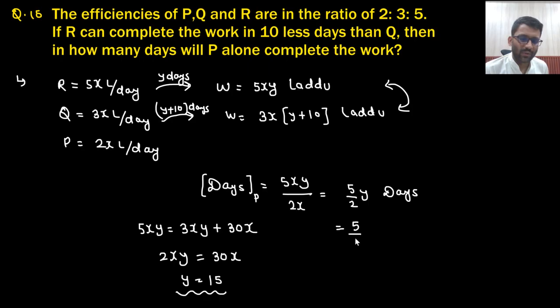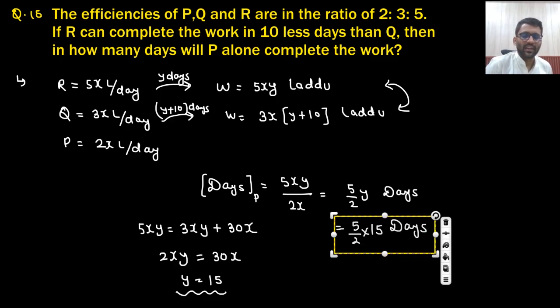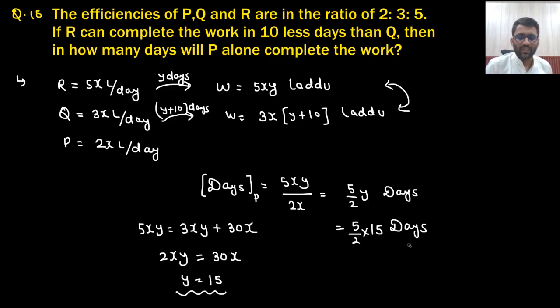So 5 by 2 into 15. This much time this P will take. This is the answer. You can solve it further. It would be 37.5. This would be 37.5 days.